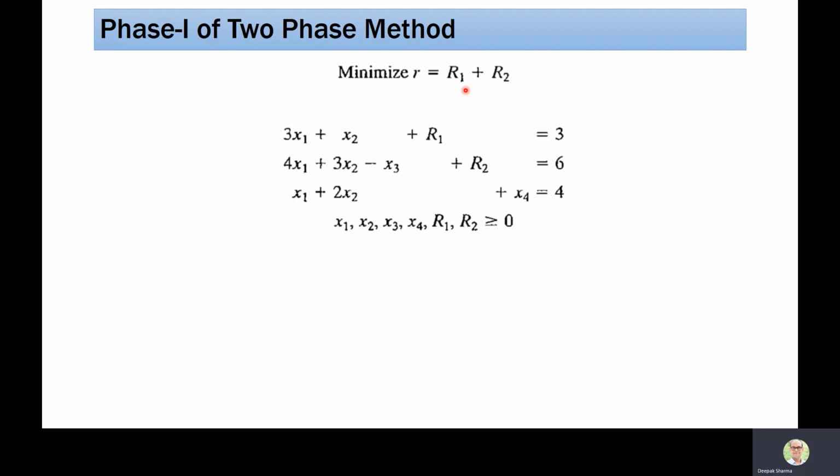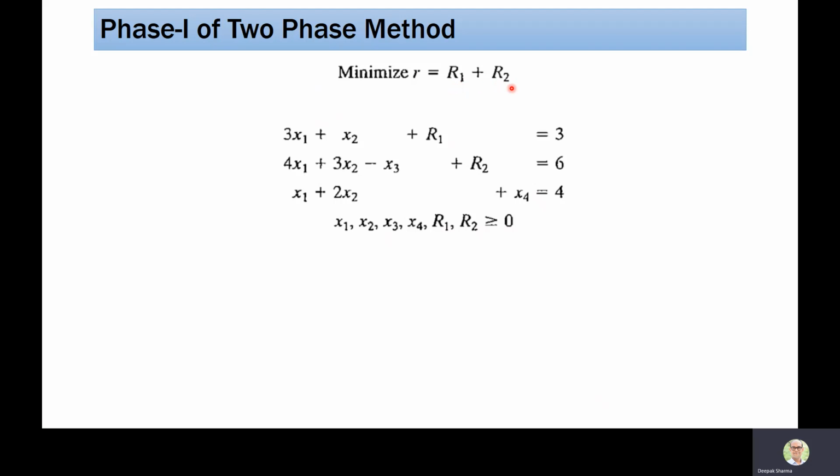How we decide this? So basically, for any artificial variable in the problem, we are going to take the summation of all artificial variables in the problem and we want to minimize it. Now you know that any variable, artificial or otherwise, should be non-negative. So what could be the minimum value of R, small r? It should be 0. It can only be 0 when R1 is 0, R2 is 0.